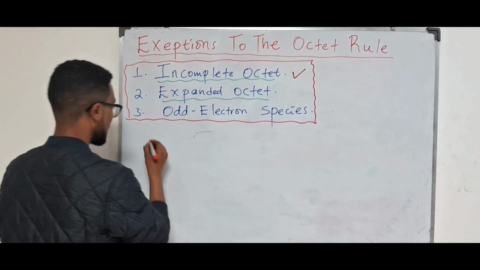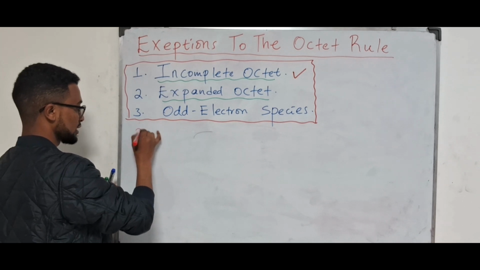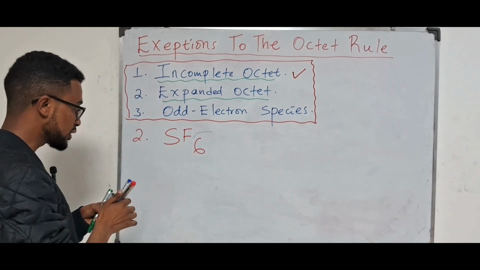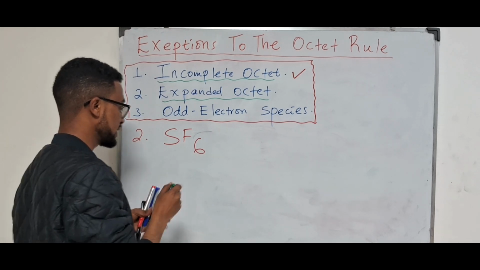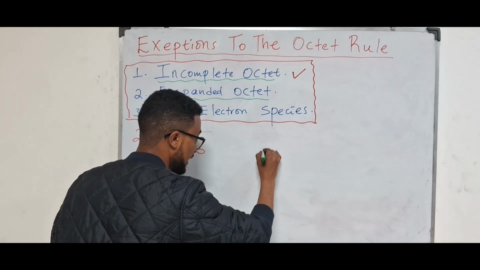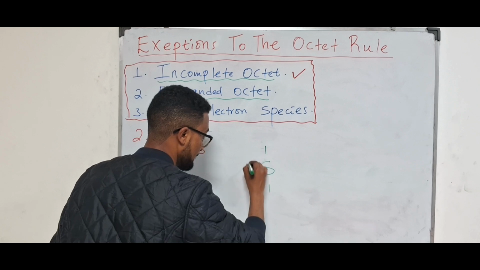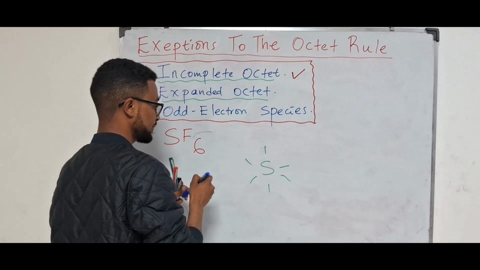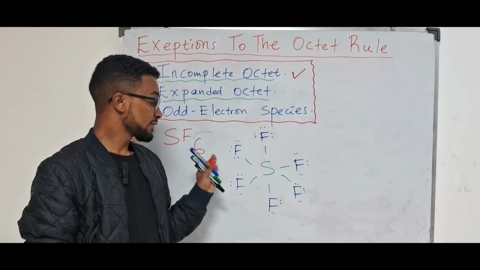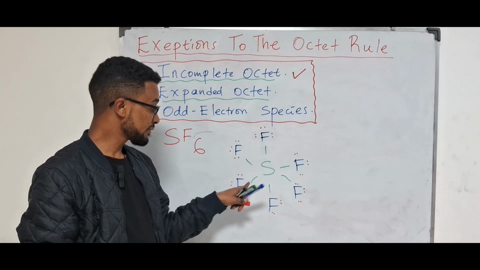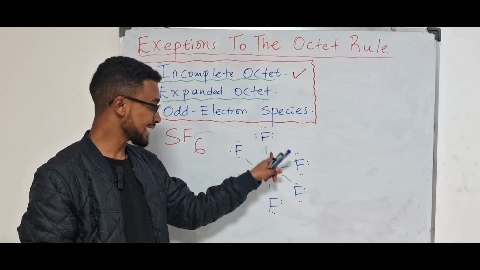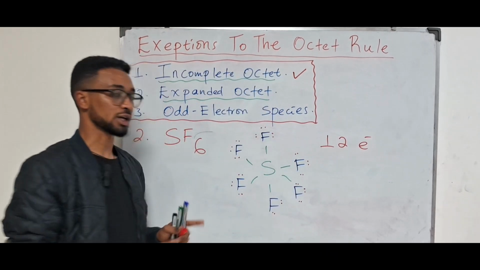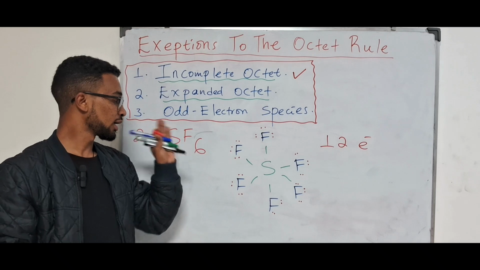For example, let's look at sulfur hexafluoride, SF6. This is the second example. Let's draw the Lewis structure of sulfur hexafluoride first. We have sulfur in the center and 6 fluorines around it. We have sulfur having 2, 4, 6, 8, 10 and 12 electrons. Sulfur now has 12 electrons around it, which is obviously more than 8.